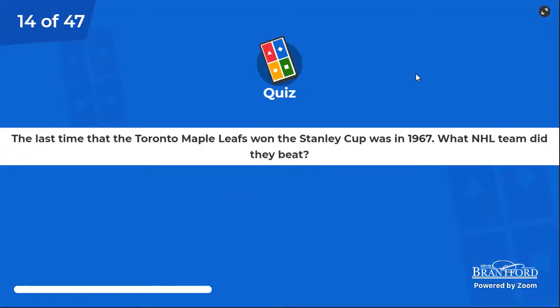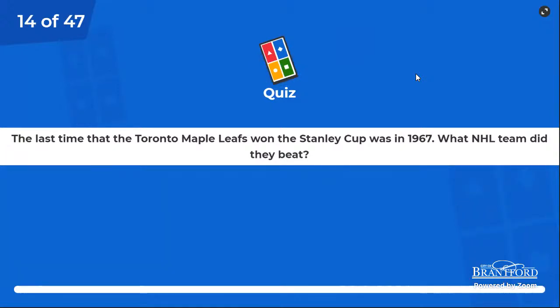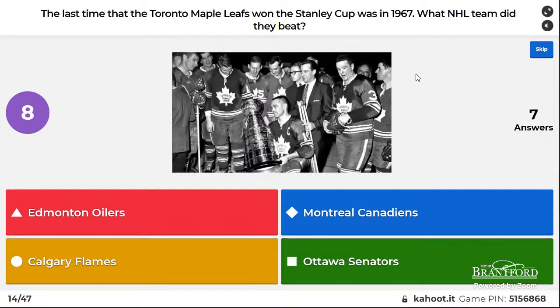The last time that the Leafs won the Stanley Cup was in '67. What NHL team did they beat? Was it the Edmonton Oilers, the Montreal Canadiens, the Calgary Flames, or the Ottawa Senators?